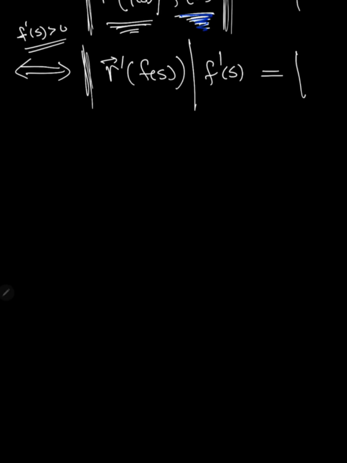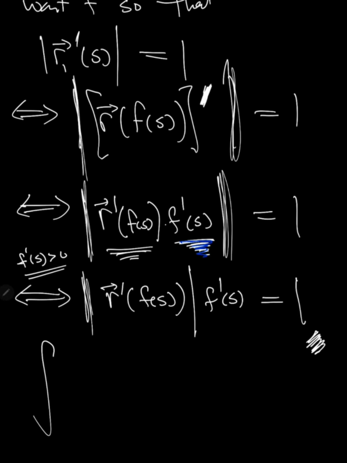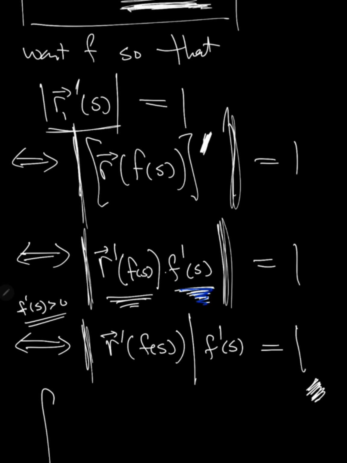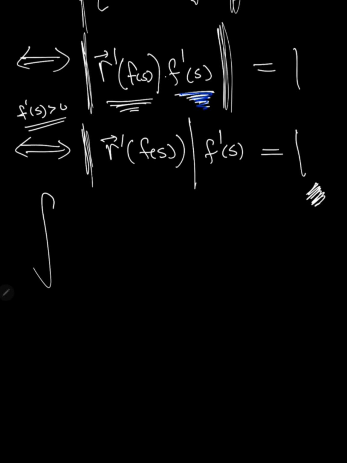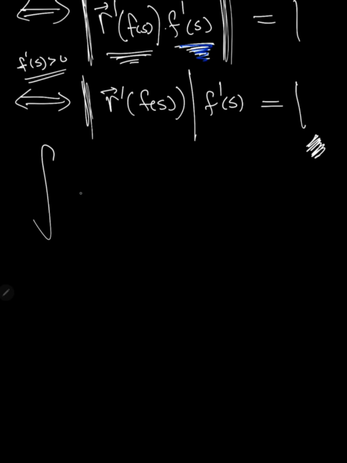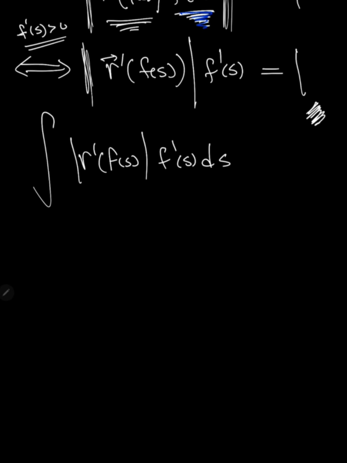Now I'm going to integrate both sides, and the reason I'm doing this is because the right-hand side is super simple. Why was the right-hand side super simple? Because what we wanted was the speed to be 1. So we end up with the integral of the magnitude of R prime of F of S, times F prime of S, and I'm integrating with respect to S. That's the only variable we have in this whole thing.